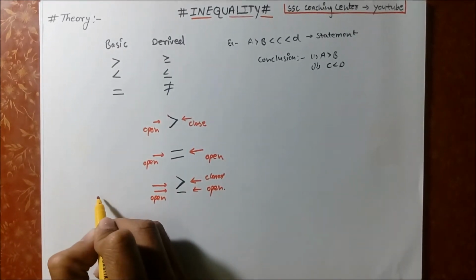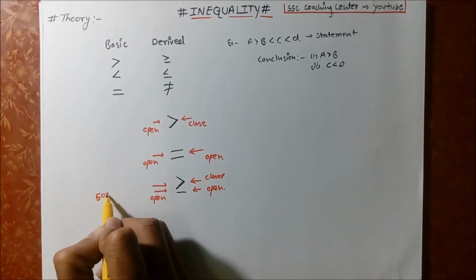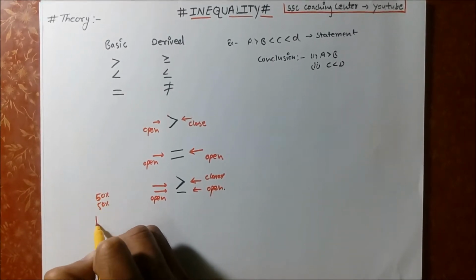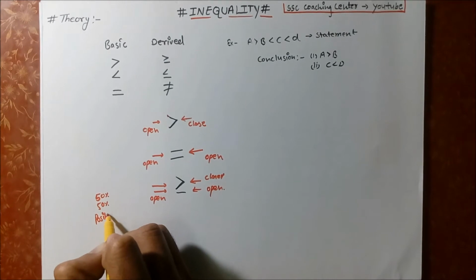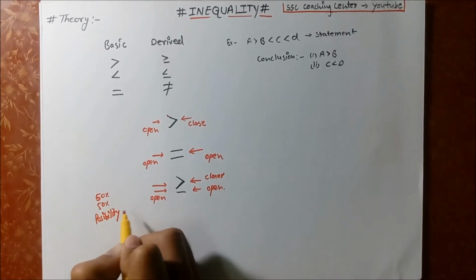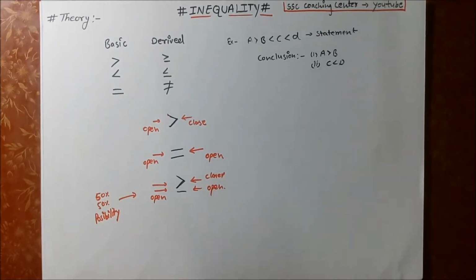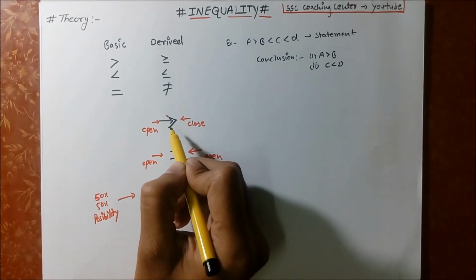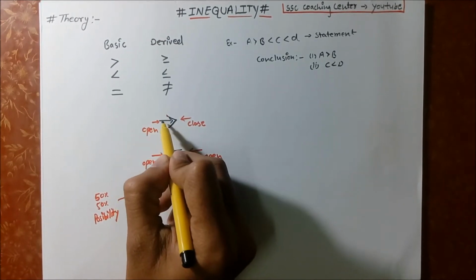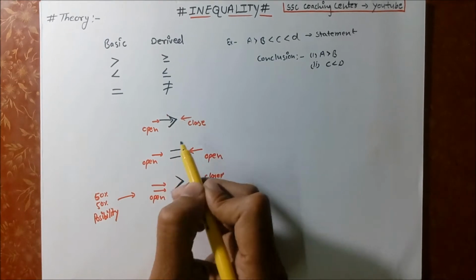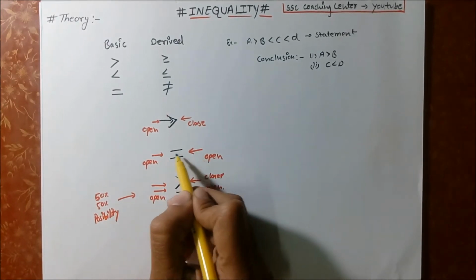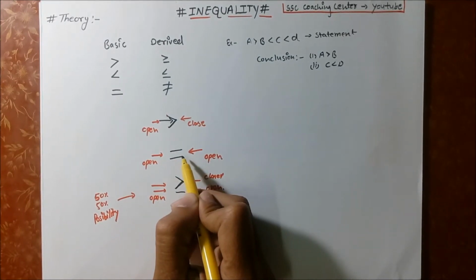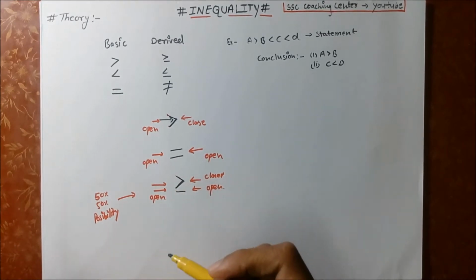So this case will be in the 50-50% chances, meaning a possibility case. But the other two are definite, meaning in these I can go only to this side, right? In this sign I can pass through from the open side only. For this I can pass through either side of this sign, right? So we will just take it like this.